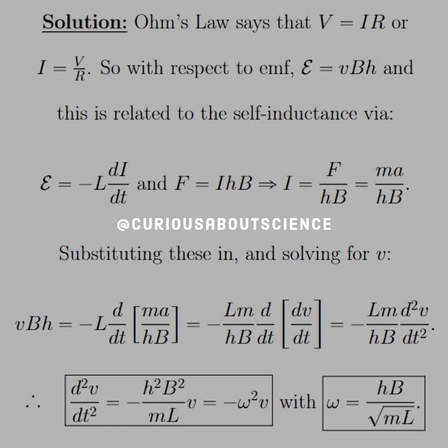Okay, so now that we have a way to relate the self-inductance, the current, and the current with the force, now we can go ahead and solve for what we want. Substituting these in and solving for V, back from EMF, we see that we have VBH is equal to negative L d/dt of the I that we found from the force equation.